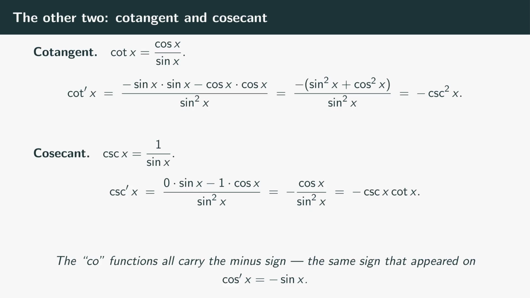Cosecant. Cosecant is 1 over sine. Quotient rule. Derivative of 1 is 0, so the numerator reduces to minus 1 times cosine. Divide by sine squared. Minus cosine over sine squared, which splits as minus 1 over sine times cosine over sine, equals minus cosecant times cotangent.